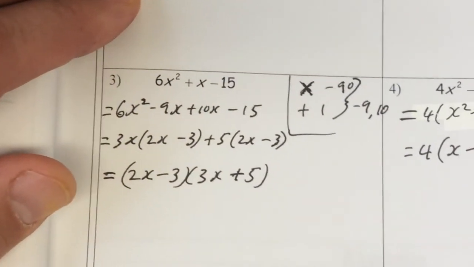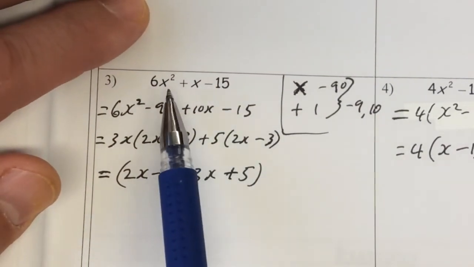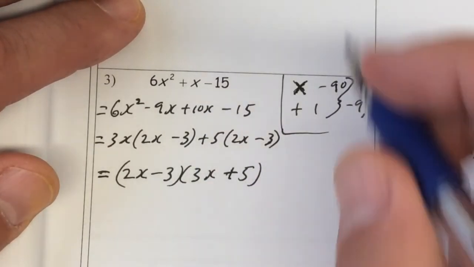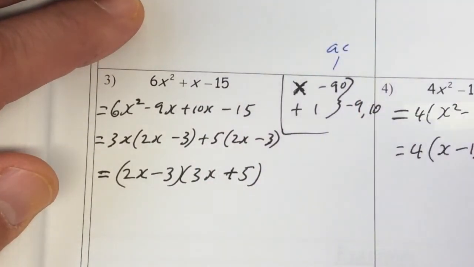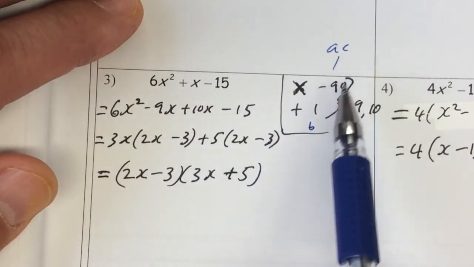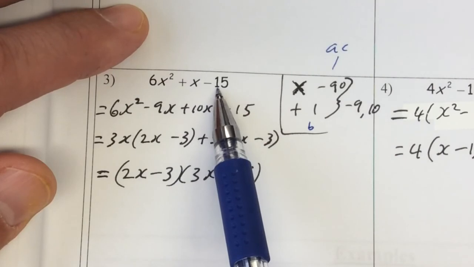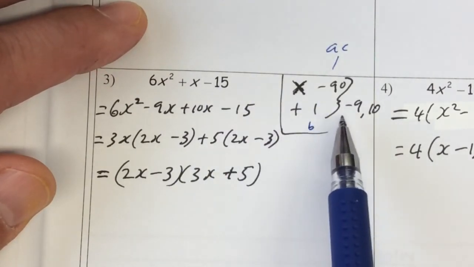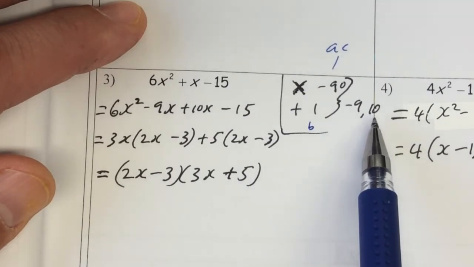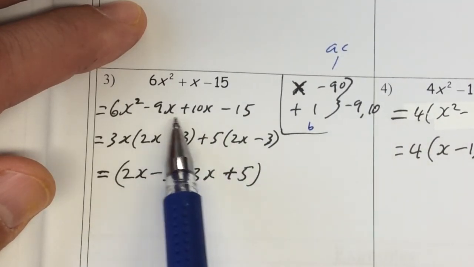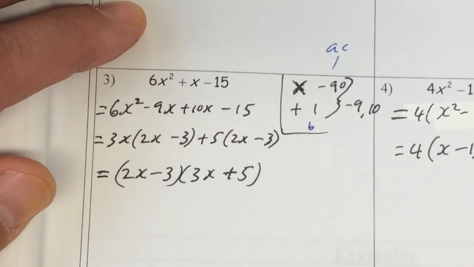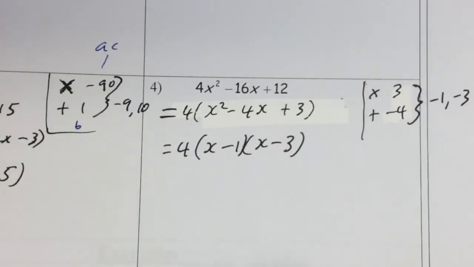Another example here. 6x squared plus x minus 15. This is AC. There's B. So I need two numbers that multiply to negative 90, which is 6 times negative 15, and add to positive 1. So negative 9 and 10 would work. Decompose that middle term and go through the factoring. I'll show you one more example.